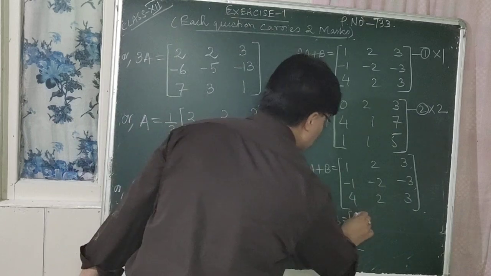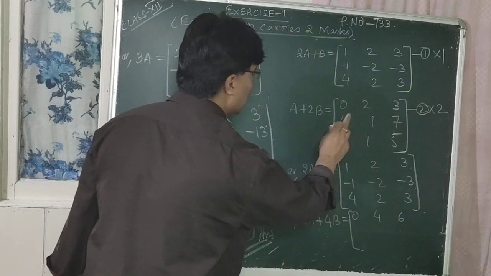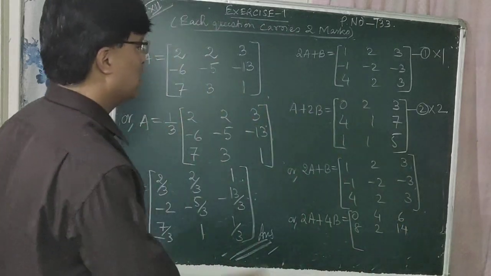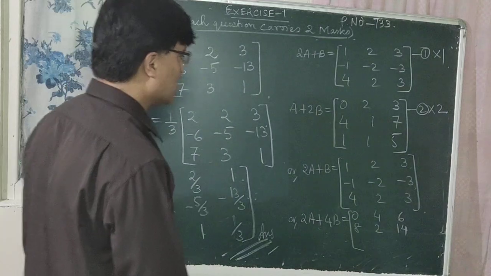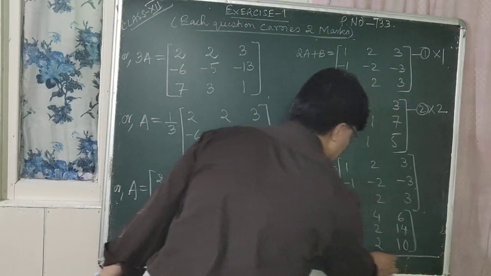So what is here? 2 zeros are 0, right? 2 twos are 4, 2 threes are 6, right? 2 fours are 8, 2 ones are 2, 2 sevens are 14, then 2 ones are 2, 2 ones are 2, 2 fives are 10, right?